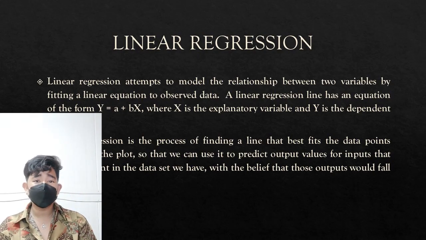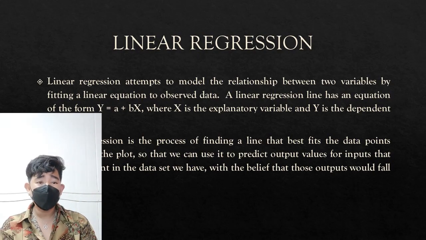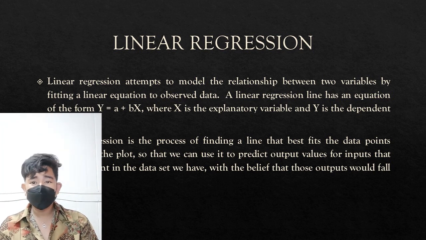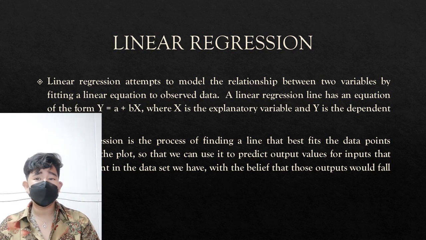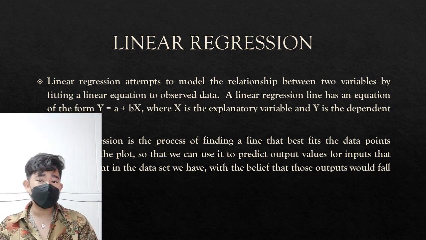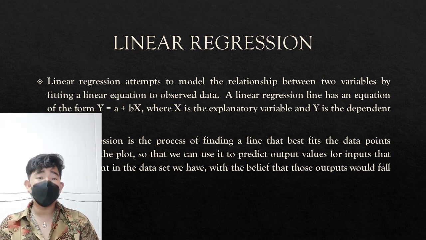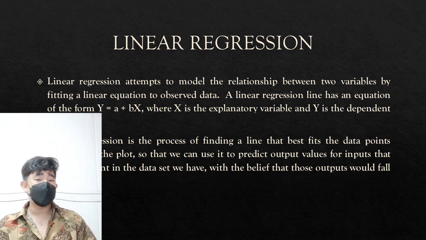Linear regression attempts to model the relationship between two variables by fitting a linear equation to observed data. A linear regression line has an equation of the form y = a + bx, where x is the explanatory variable and y is the dependent variable.